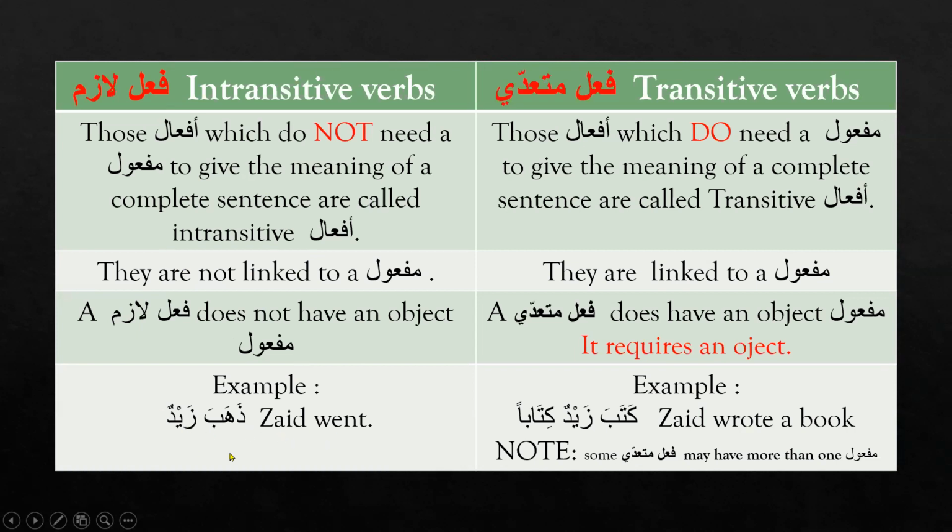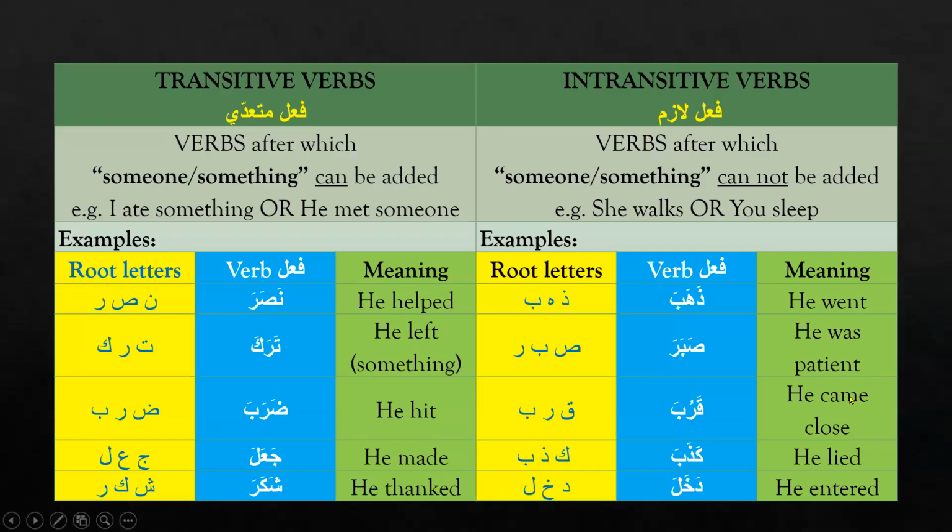Zaid went. So here you can see that this sentence doesn't need a maf'ul. So this is a fi'l lazim. And a sentence in which a maf'ul is needed, we will say that it is a fi'l muta'addi. Kataba Zaidun kitaban. See here, Zaid wrote a book. Kataba Zaidun. What did Zaid write? He wrote a book. Kitaban. Zaid wrote a book. Alhamdulillah. So there were some more examples about intransitive and transitive verbs.